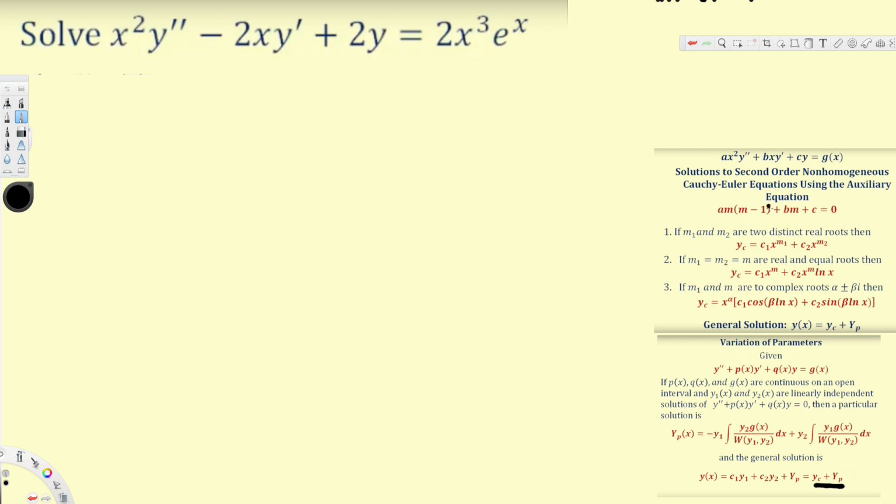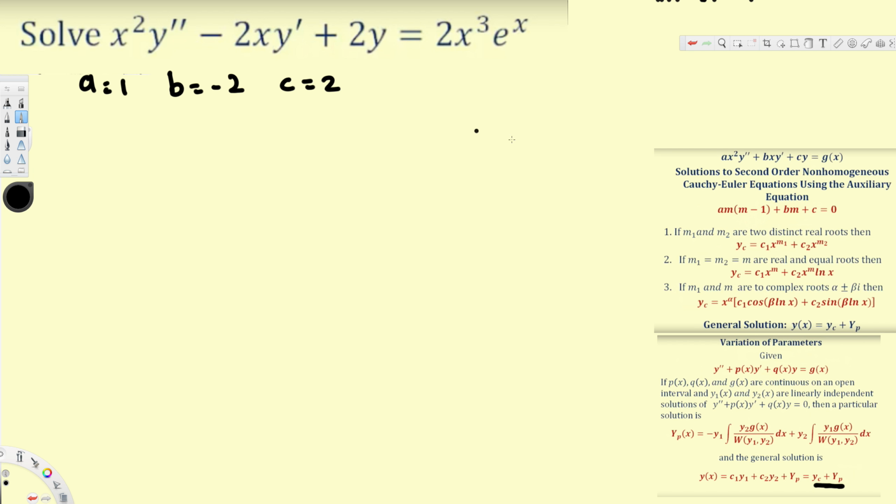To find the roots, we have to arrange this into an auxiliary equation like this. First we have to check whether this is a Cauchy-Euler equation. You can see the degree 2 with x squared, degree 1 with x, and degree 0 with y, x to the power 0. Okay, so this is a Cauchy-Euler equation. Now we have to find the m values. We arrange this in the auxiliary equation pattern, and you can see that a is equal to 1 because the coefficient is 1, b is equal to negative 2, and c is equal to 2.